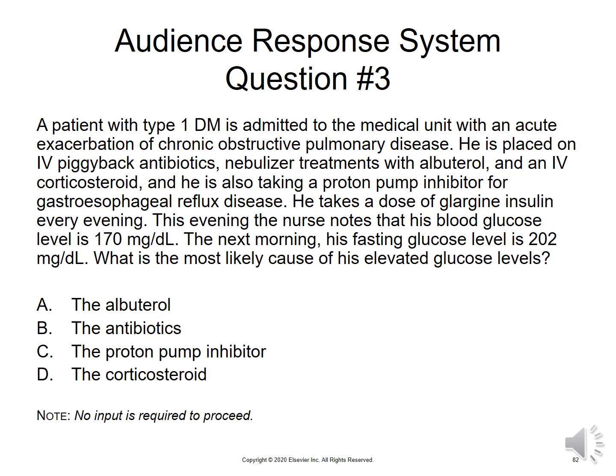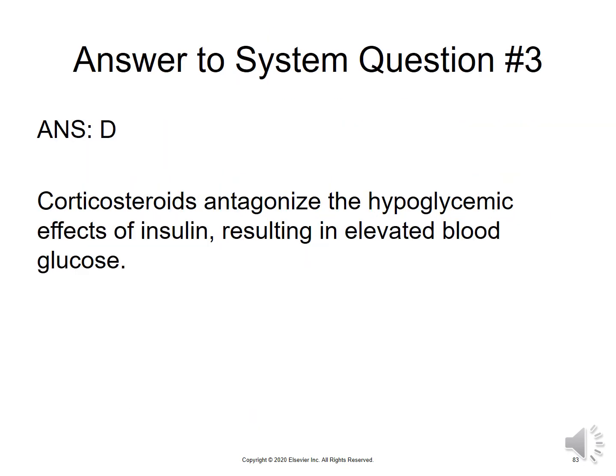The next morning, his fasting glucose level is 202. What's the most likely cause of his elevated glucose levels? Is it the albuterol, the antibiotics, the proton pump inhibitor, or the corticosteroid? It's the corticosteroid. It antagonizes the hypoglycemic effects of insulin, resulting in elevated blood glucose.